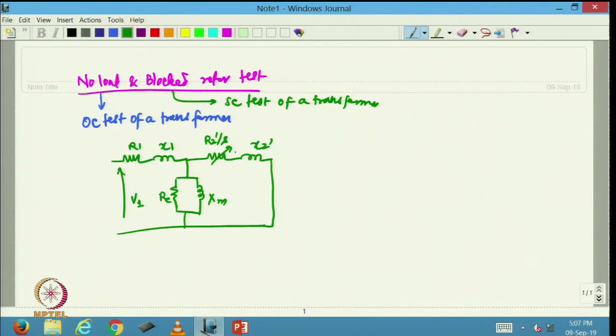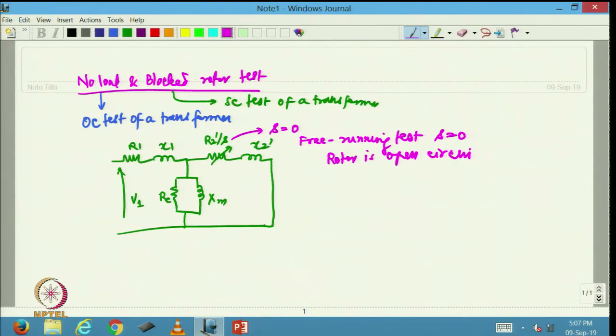If I am looking at the motor running freely, this slip will be close to 0. So, whenever I am running the free running test, I am going to have S equal to 0, because of which it is as good as the rotor being open circuited, because R2 dash by S becomes infinity at S equal to 0. So, I am going to have the rotor open circuited. So, this is equivalent to the open circuit test of a transformer.